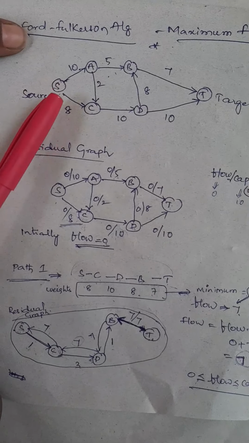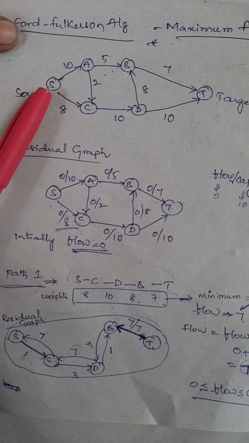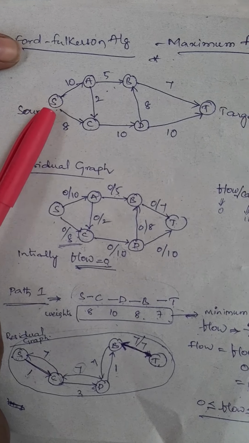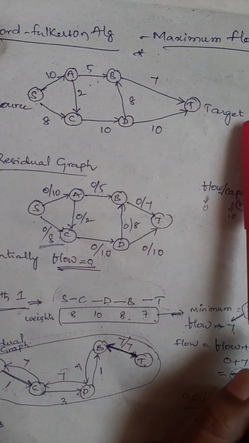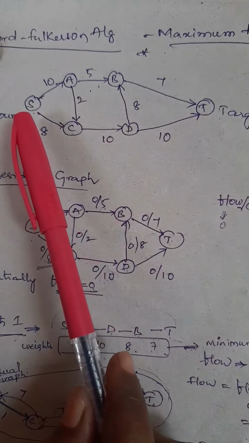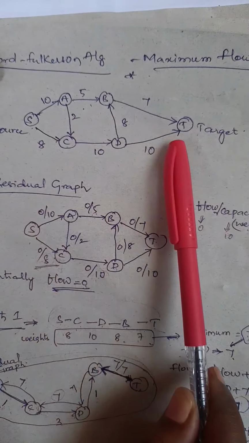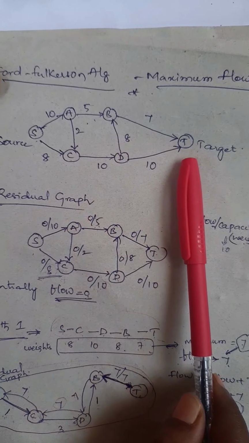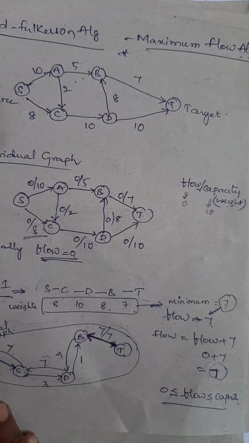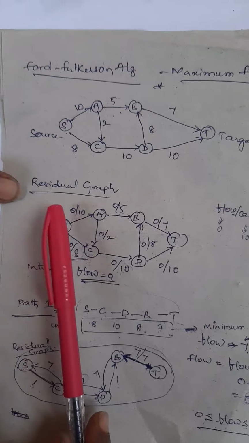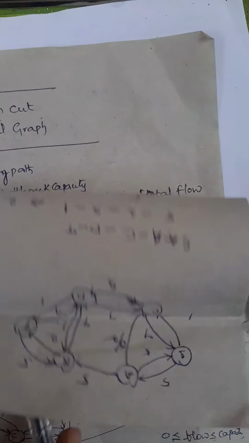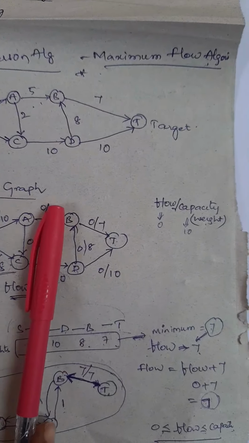Assume this is a network. In this network, the source is S and T is the target. So we'll start traversing from the source to the target. Whatever the possibilities to reach the destination, we'll find out. In order to find that, we have to construct a graph. That graph we call a residual graph.